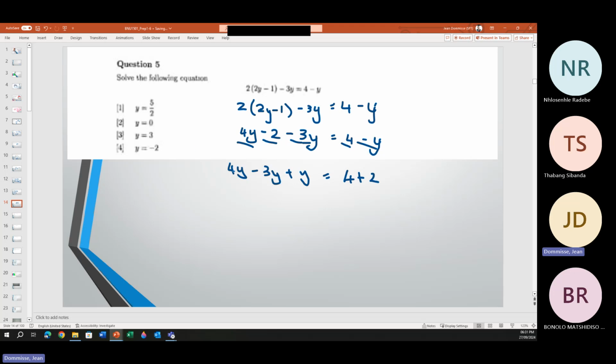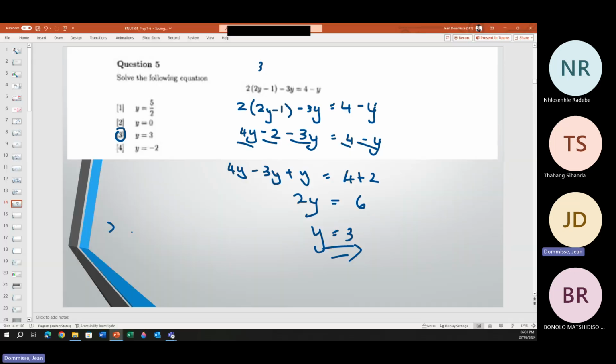So left-hand side, 4 minus 3 plus 1 is 2y, is equal to 6. So y is equal to 3. Okay, and this you can always test again. So put 3 into that formula. Let's just always check. You can always check it.